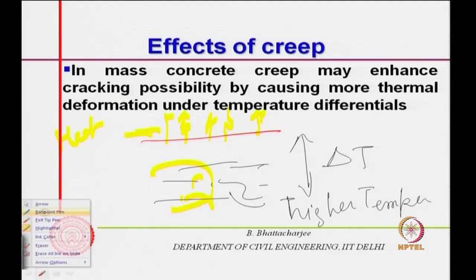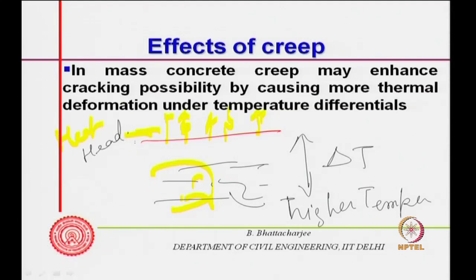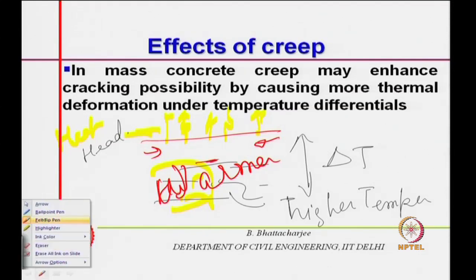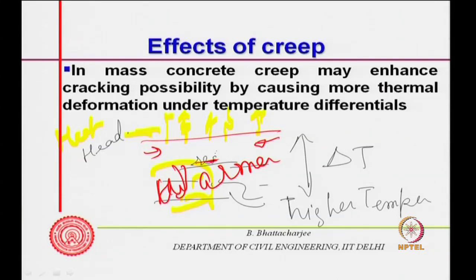So heat would dissipate from this portion, while this may remain still hot, still warmer. The result is that this will try to shrink, and if it tries to shrink, the bottom concrete will restrain it. So the bottom concrete provides a kind of restraint to that shortening. If this is happening, the net effect is a tension.